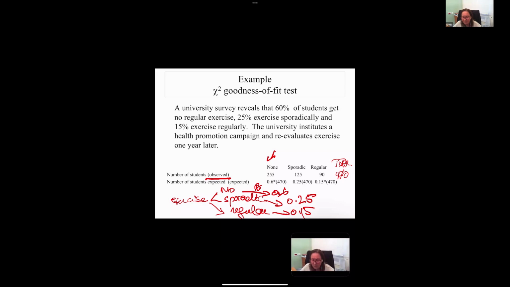What would have been the expected number of those who don't exercise, exercise sporadically, or regularly, if H0 is true? If H0 is true, it means that we expect the distribution to be 60, 25, 15%. So if I expect after the health promotion that 60% of my students don't exercise, my expected would be 0.6 times 470. I expect that out of the 470, 25% do sporadic, and for regular, I would have expected 15% out of the 470. So how much are these numbers?